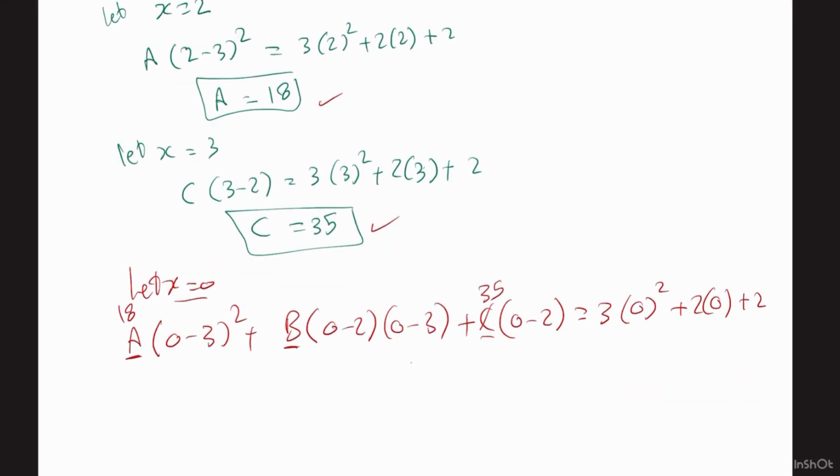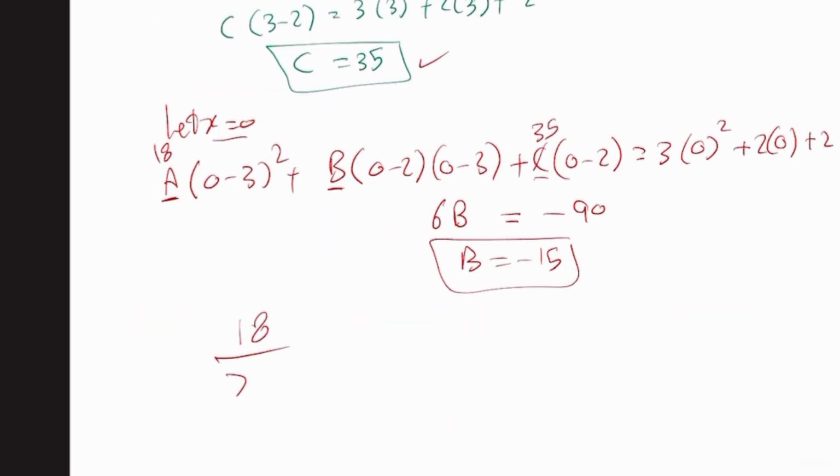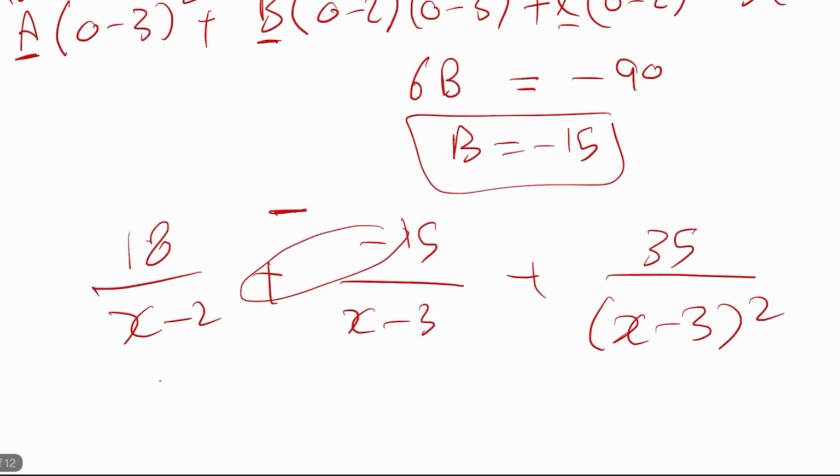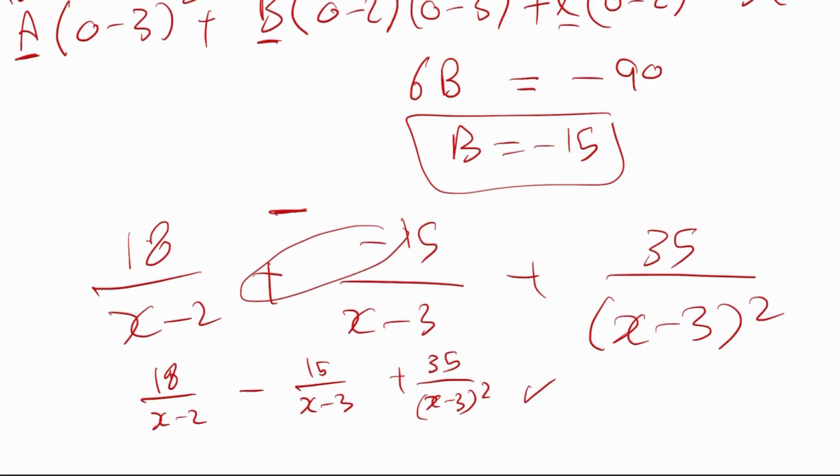After you simplify this equation, you're going to come up with 6b equals negative 90. After you divide by 6, b equals negative 15. Here we have 18 over x minus 2, plus the value of b, negative 15 over x minus 3, plus the value of c, 35 over (x minus 3) all to the power 2. After you simplify this more, we can convert it to negative, so we come up with 18 over x minus 2 minus 15 over x minus 3 plus 35 over (x minus 3) all to the power 2, and this is your result.